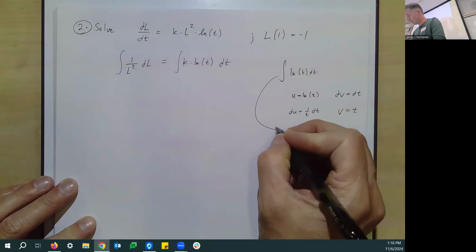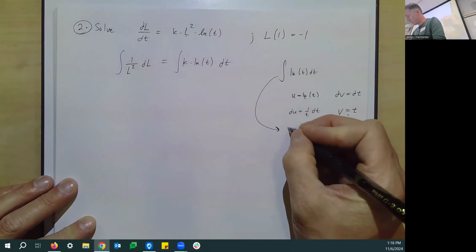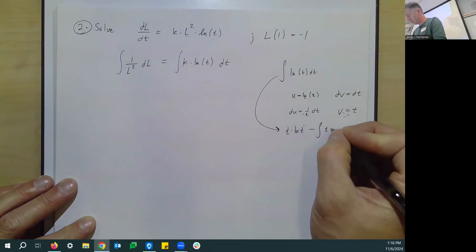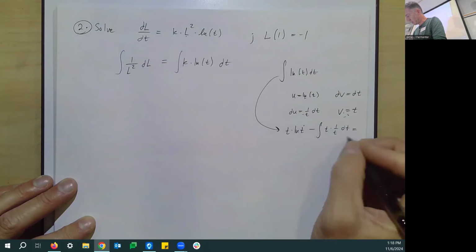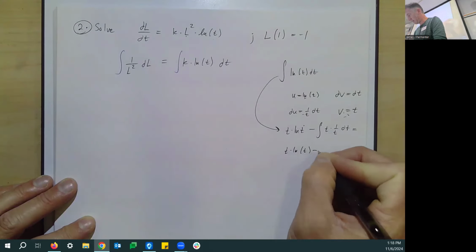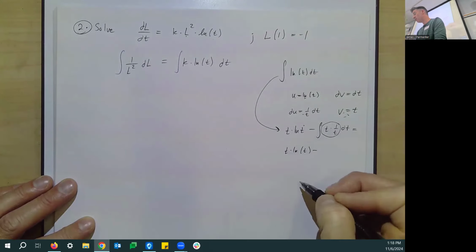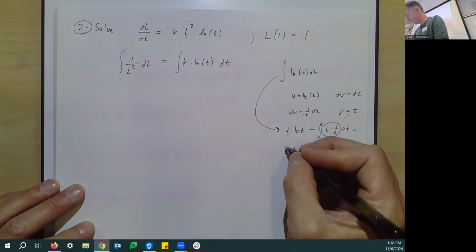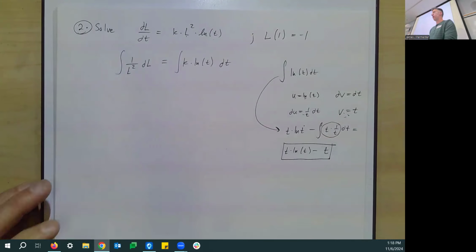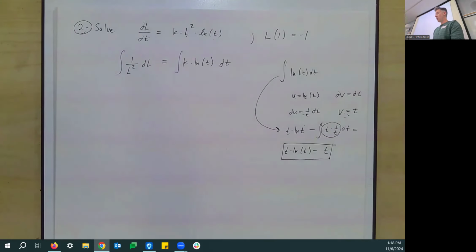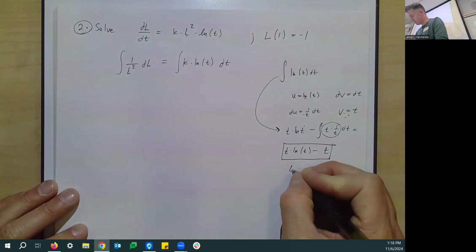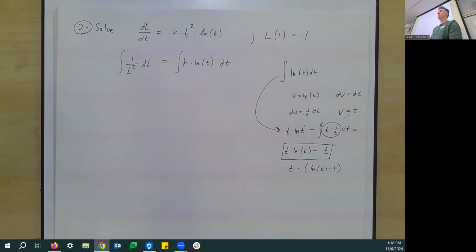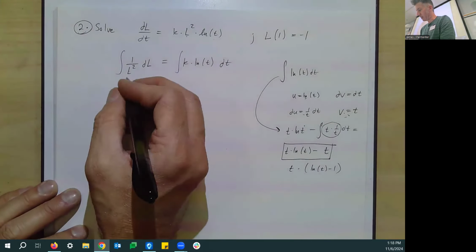Let's see, it's going to end up equaling u times v, so t times natural log of t, minus the integral of v times du, so t times 1 over t dt. That's going to be t times natural log of t minus the integral of 1, which is just t. So it might be worth it for you to memorize the fact that the integral of the natural log of x is x times natural log of x minus x. Or sometimes people write it factoring out the t as t times (natural log of t minus 1). But I don't usually write it that way. Cool. So we end up getting that.